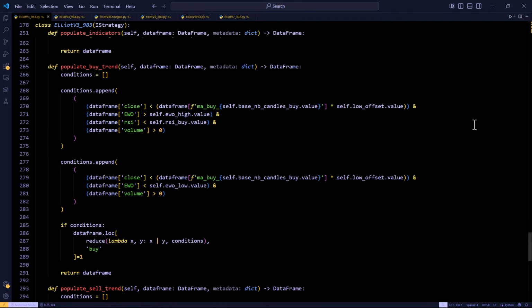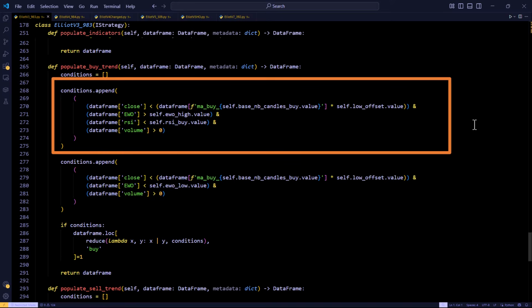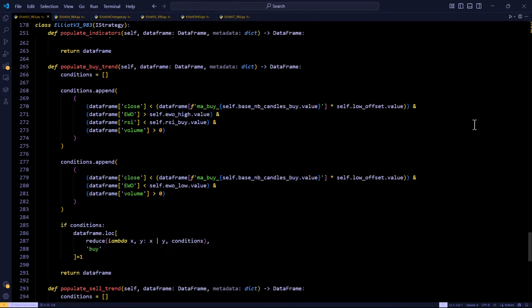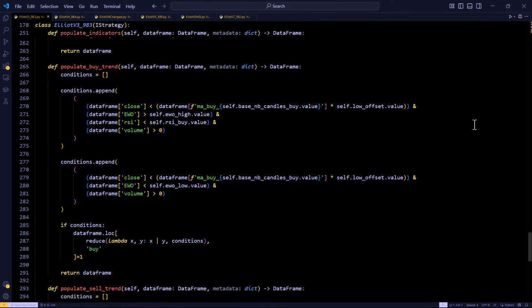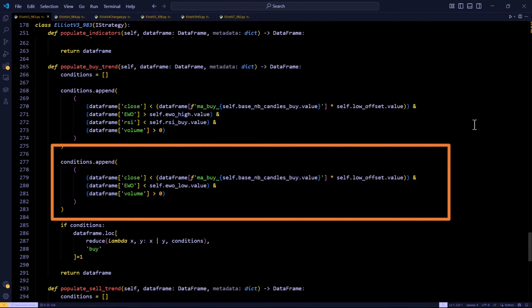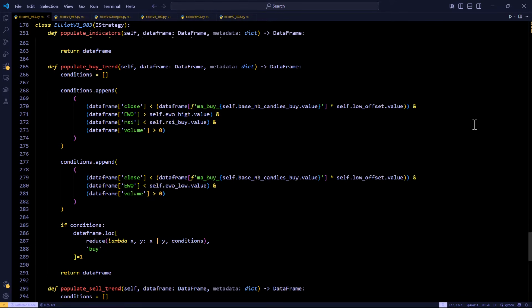The strategy will buy when either of these two conditions is met. In condition 1, the current price should be below 97.6% of the 21 period EMA, and the Elliott wave oscillator is above 3.9, indicating strong upward momentum. The RSI should be below 41, and there is trading volume. In condition 2, the current price should be below 97.6% of the 21 period EMA, the Elliott wave oscillator should be below minus 19.3, and there is trading volume.